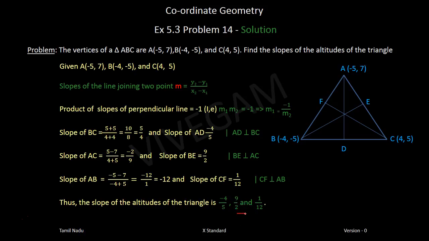Okay, so to recap, all you need to do is find the slopes of the three sides of the triangle, then find the negative reciprocal of those slopes, which will be the slopes of the altitudes. Okay, so I hope I made this problem clear. If not, please take one more look at this video.